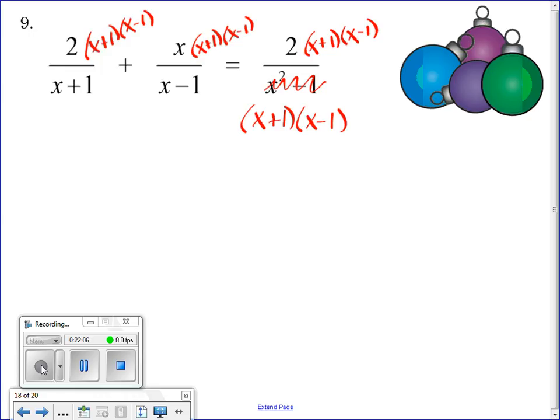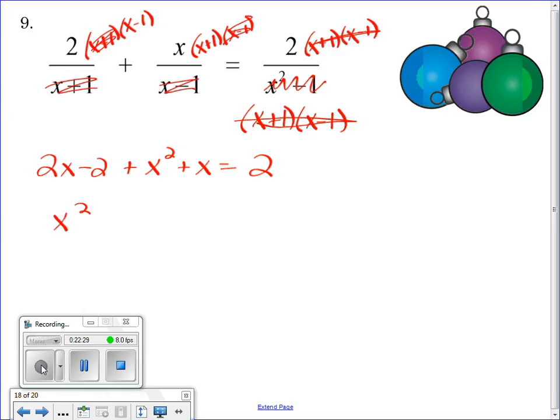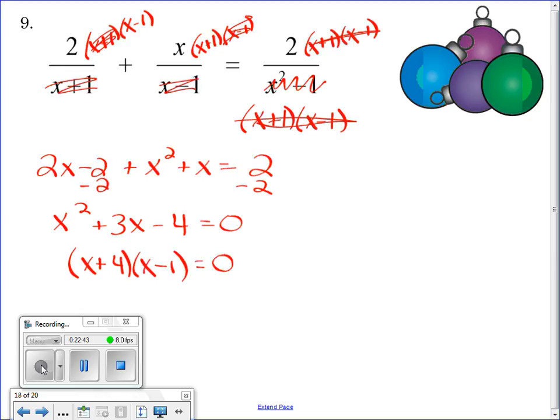Guys, thank you. Your x plus 1's cancel. So we have 2x minus 2. The x minus 1's cancel. So x squared plus x. Everything cancels. I have just 2. Since we have an x squared, we know we have to set it equal to 0. So we have x squared, 2x plus x is 3x. When you subtract the 2, that gives you negative 4. The 2's do not cancel out, unfortunately. Then we have x plus 4, x minus 1 equals 0. So x equals negative 4 and 1.